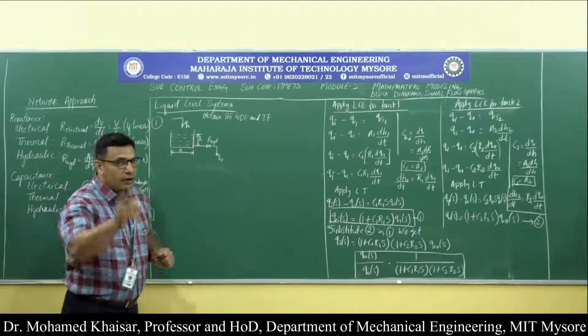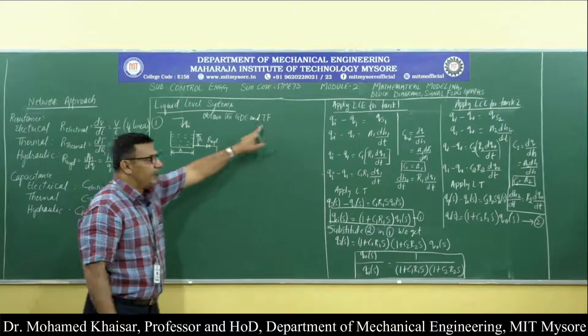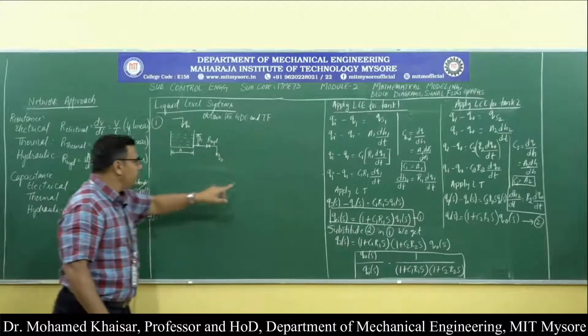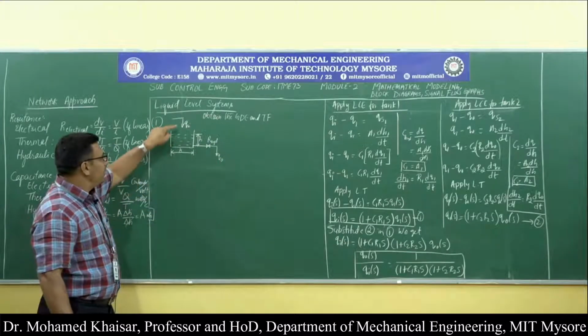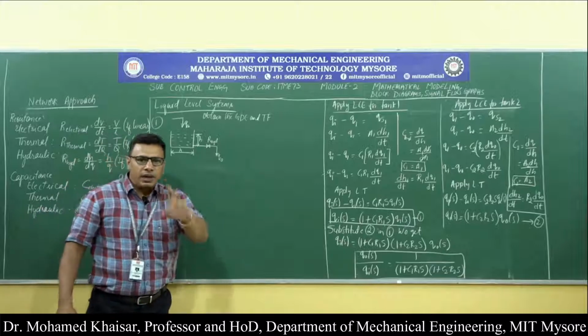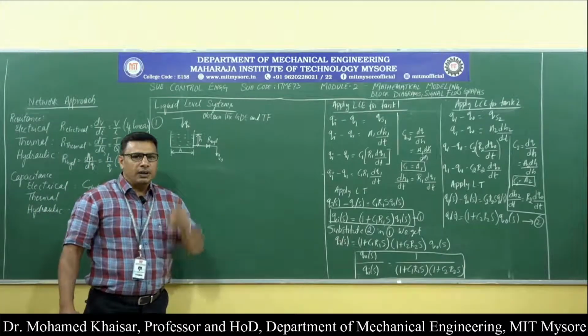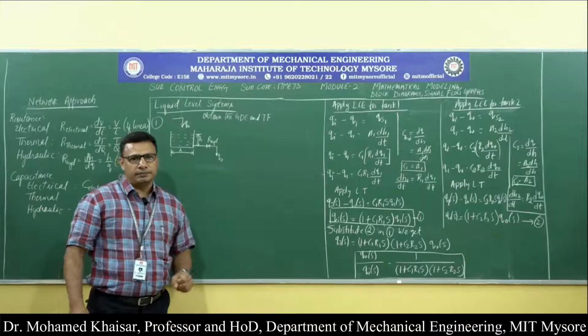So therefore, what is it that you are supposed to find over here? Ultimately the transfer function. What is the output from the system? Q naught. What is the input to the system? Qi. So obviously the transfer function that you are supposed to find out is Q naught by Qi.